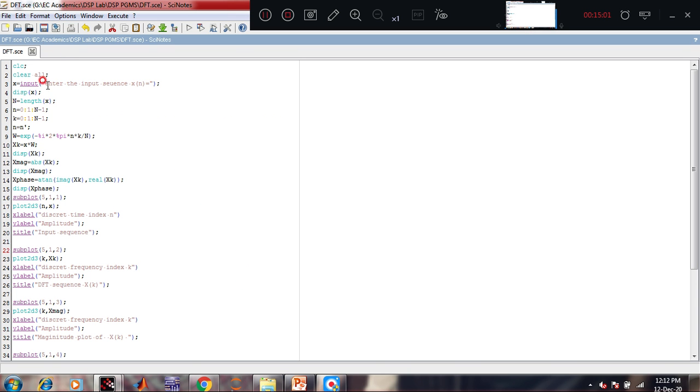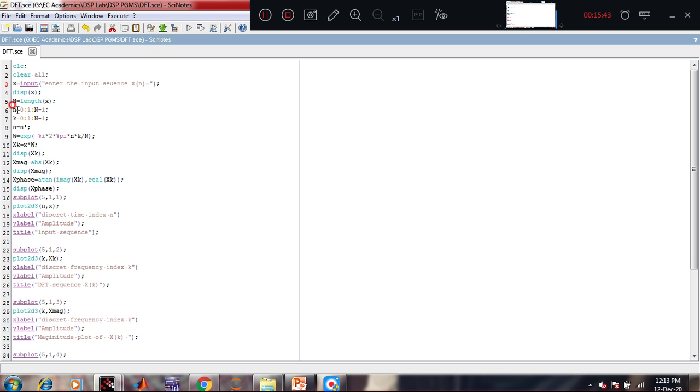So here I have written the program. Here I define my input sequence. X is equal to input. This is how I enter the input sequence in Scilab. X input, enter the input sequence x of n. Then if you want, you can display the input sequence in the command window. So I will display the input sequence x. Then I will calculate the length of this input sequence by using the function length. So capital N is my number of samples present in x. So n is equal to length of x, right?